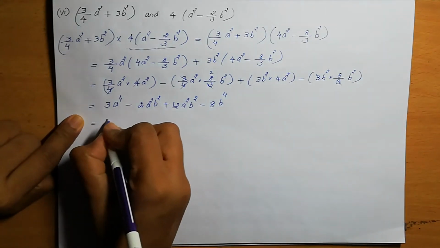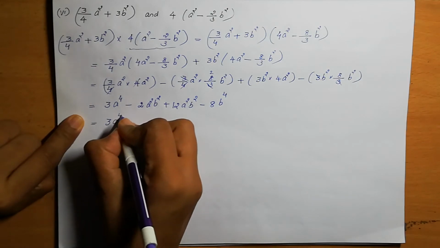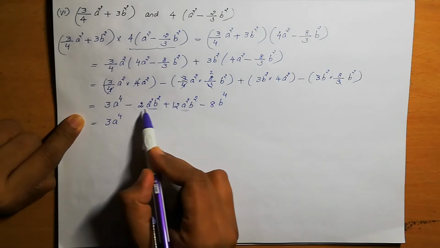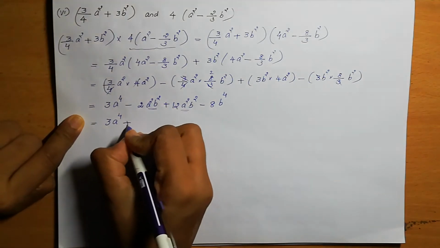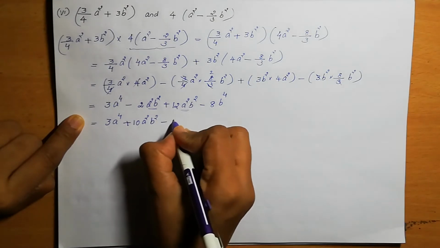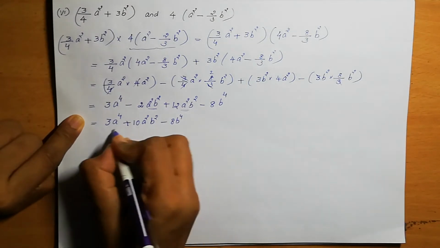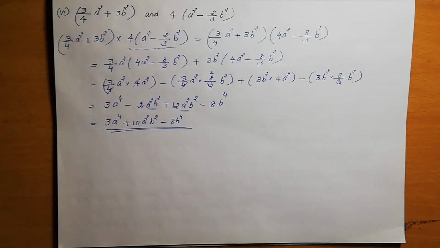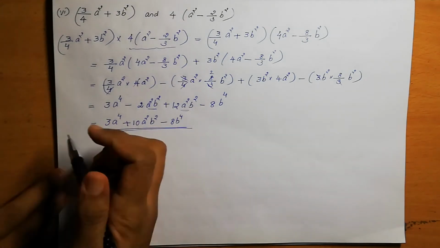So this is equal to 3 a power 4. Both are like terms, a square b square term, right? So 12 minus 2 is plus 10 a square b square minus 8 b power 4. Answer. So next, next one is find the product. Question number 2.